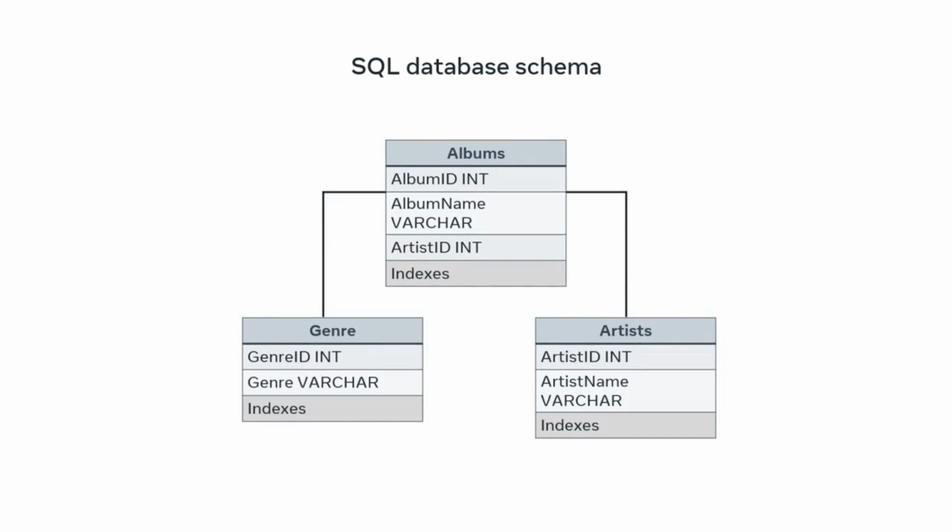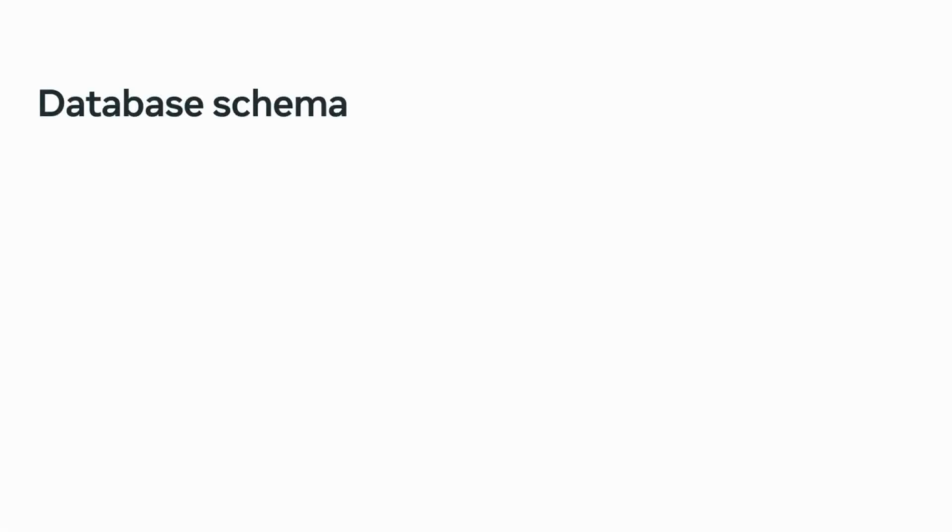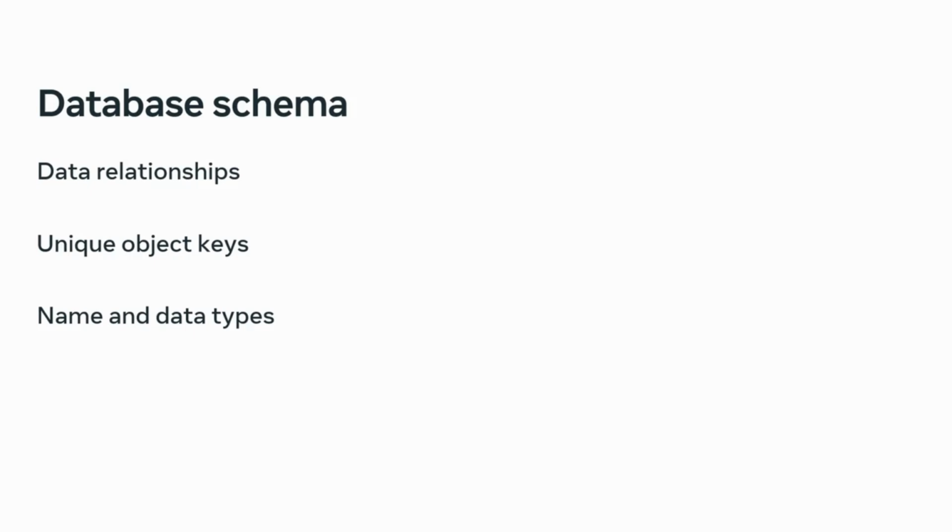An example of a SQL database schema is a music database with data on artists, albums, and genres all stored in separate tables. However, these tables can still be related to one another through various keys. In other words, the data within this database is organized in separate tables or entities. Yet the tables are also related to one another. Essentially, a database schema is comprised of all of the important data and their relationships, the unique keys for all entries in databases, and a name and data type for each column in a table.